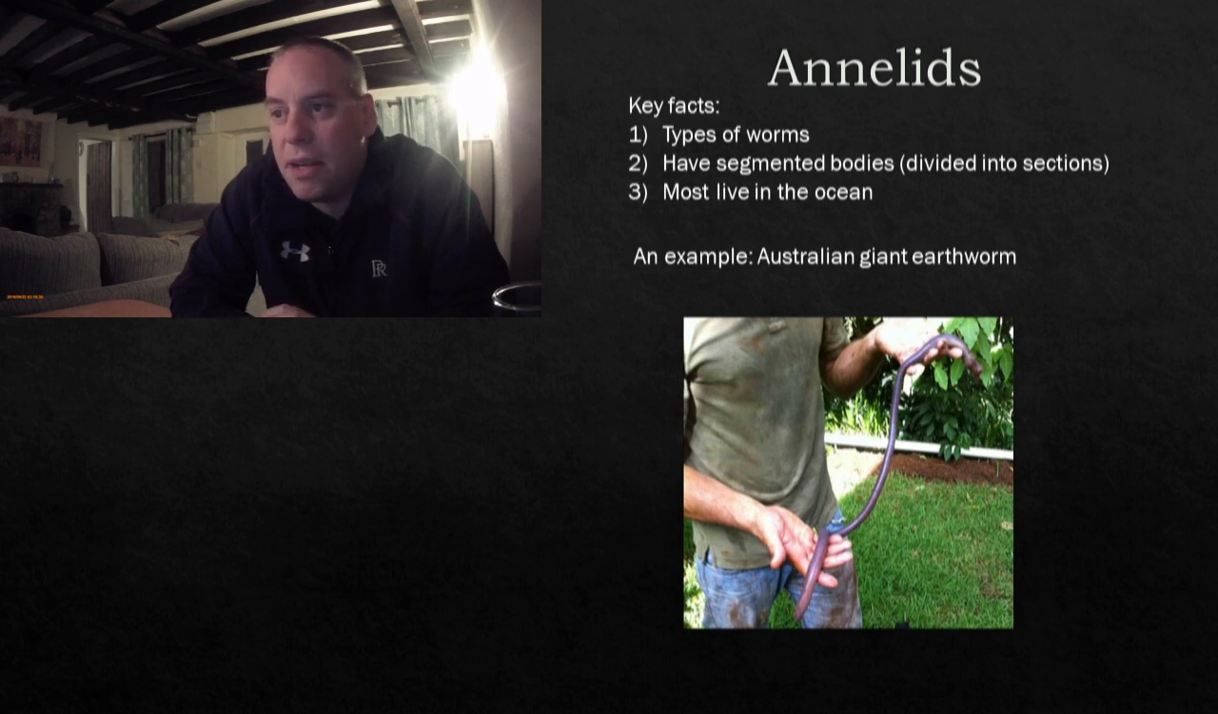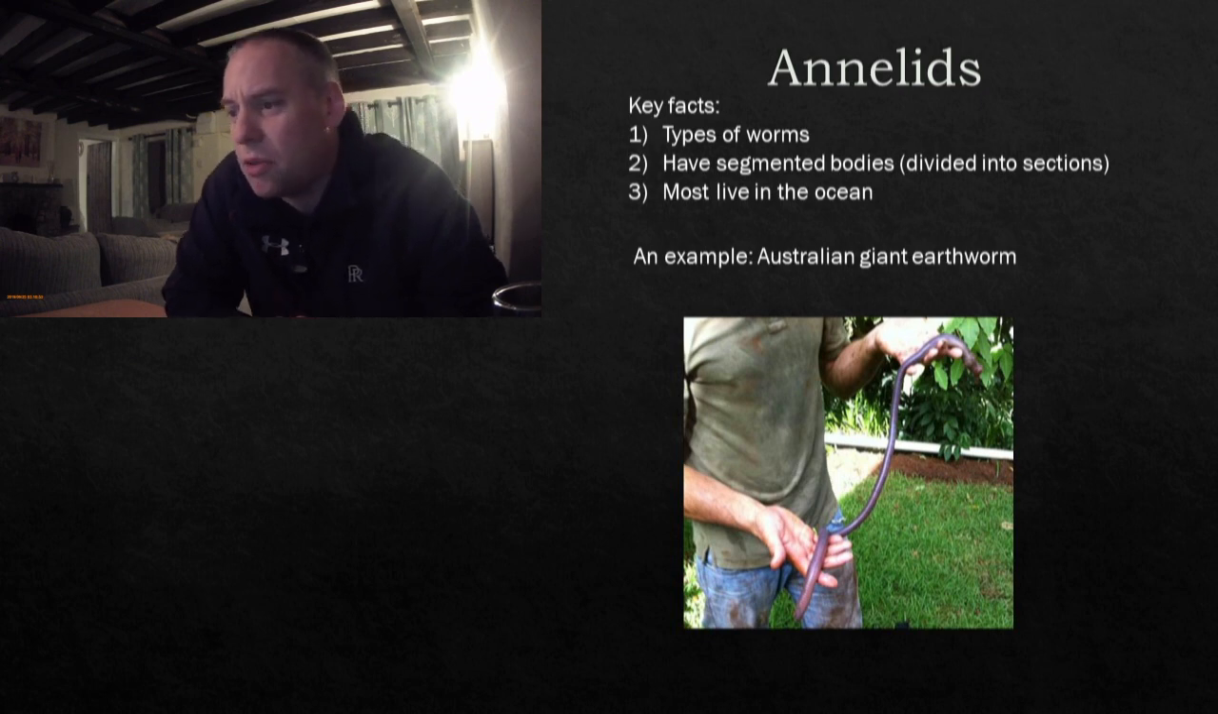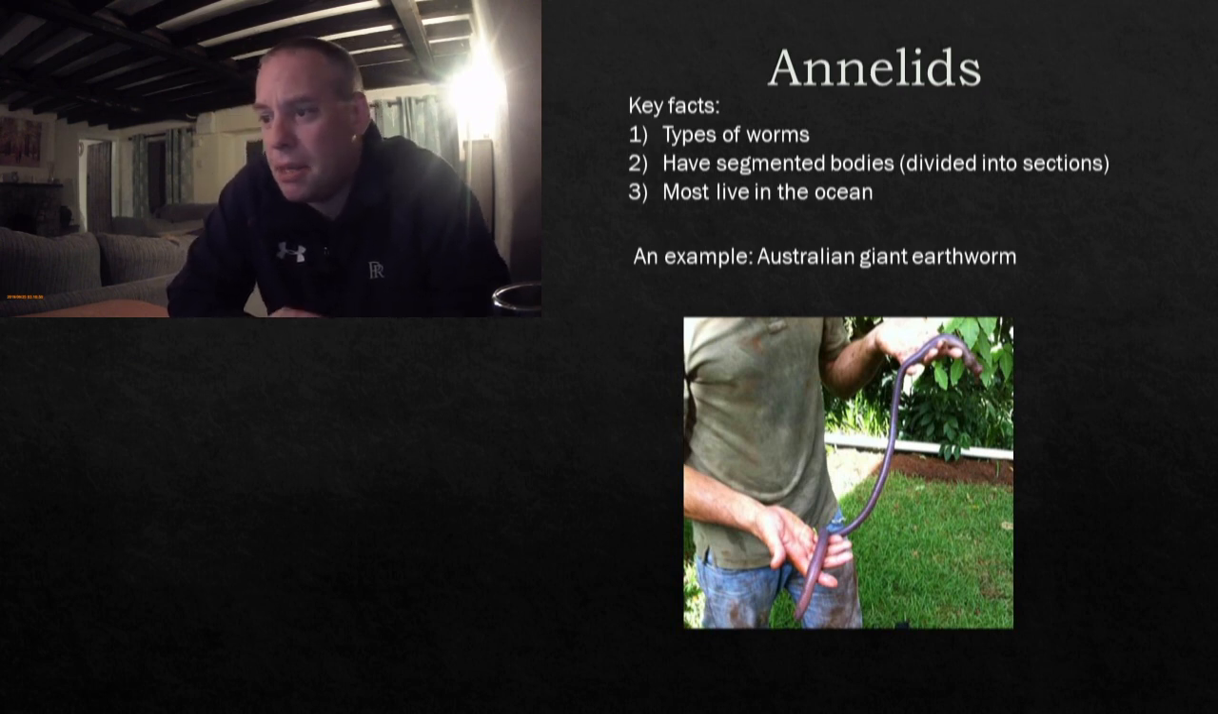The example I've given is, well, Australia have to do everything much bigger and more poisonous, more dangerous than us, don't they? But Australia have a species, a variety, called the giant earthworm. There was a big problem a couple of years ago where there were some floods and people were finding hundreds of these in their garden, which would be quite a scary thought to wake up to. But there's a picture of a giant Australian earthworm.